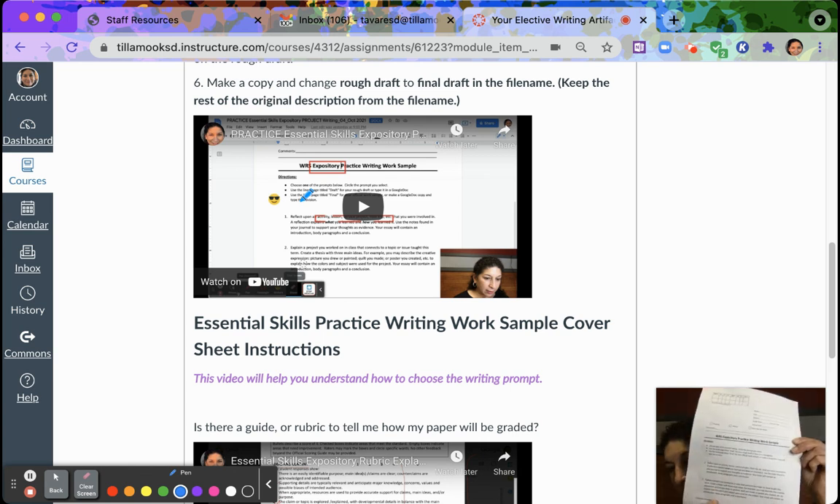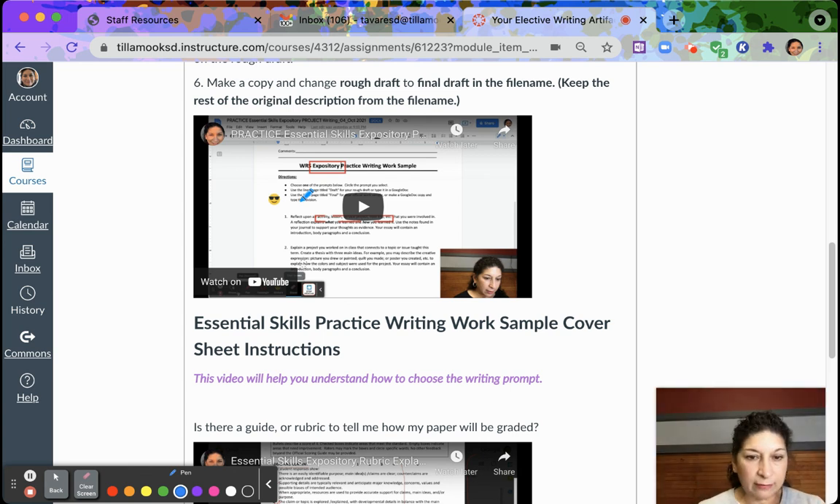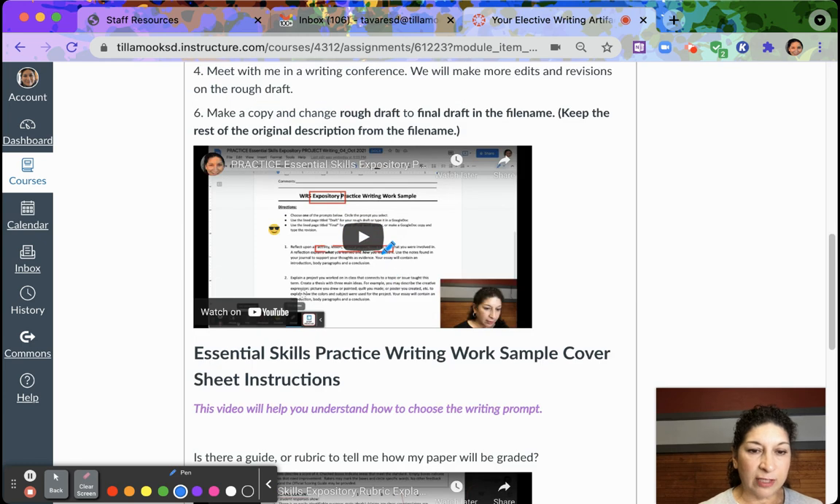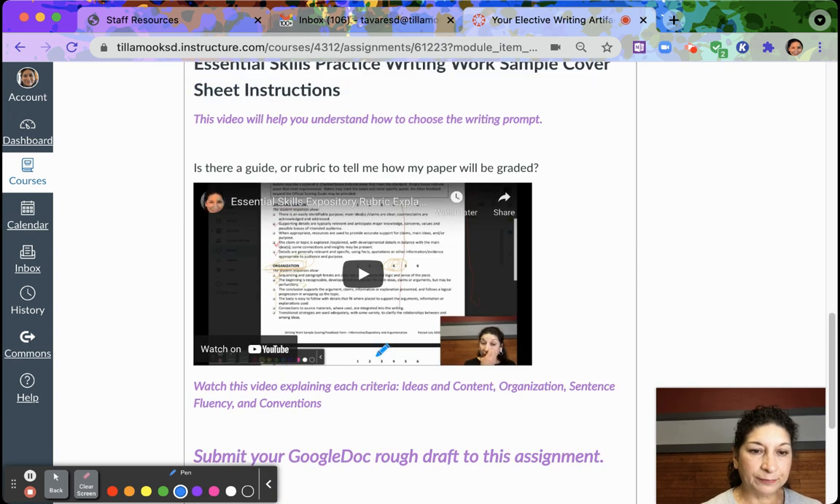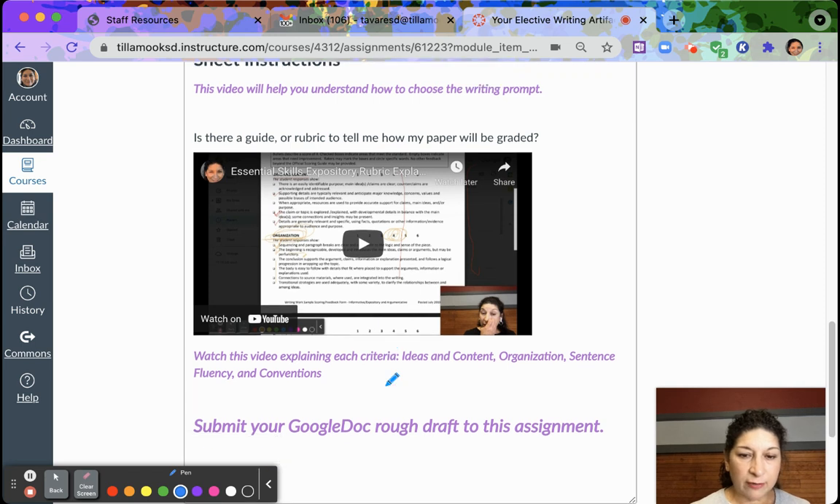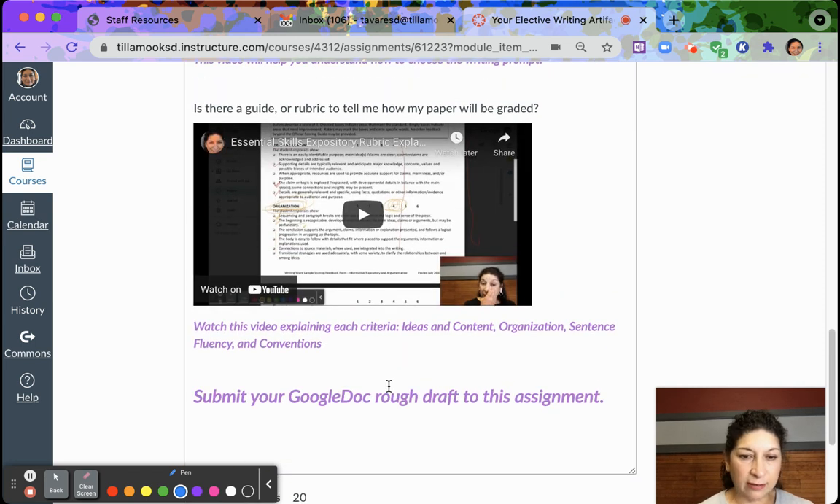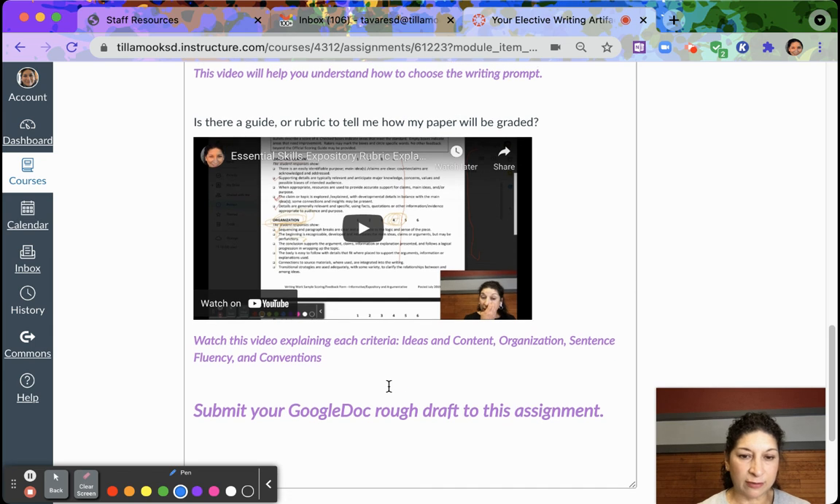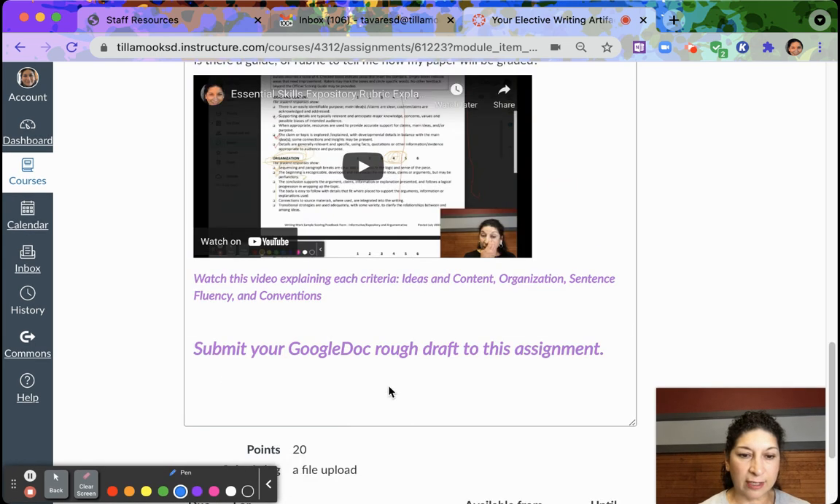This cover sheet explains, well, how do I write my artifact? How do I prove that I learned something in this elective? So this video explains that. And then, how is it that I'm grading? I'm grading to the Oregon State standards, and this gets students prepared for, if we go back to submitting Essential Skills writing work samples, they are already familiar with the rubric. So this is a statewide expectation for writers who are high school students. And that's how I set it up.